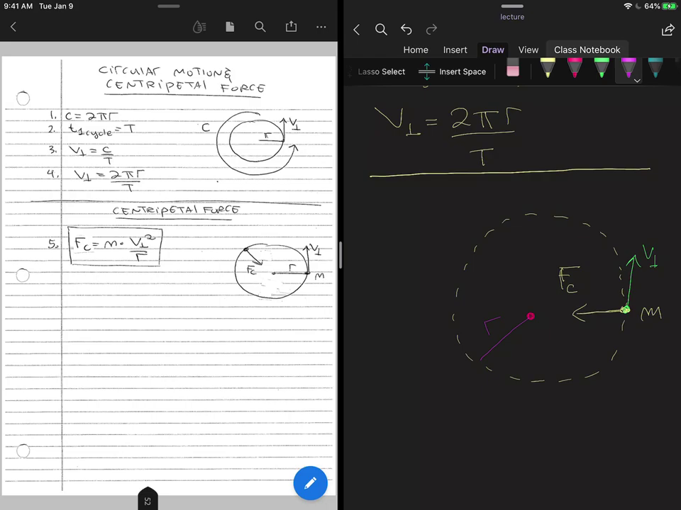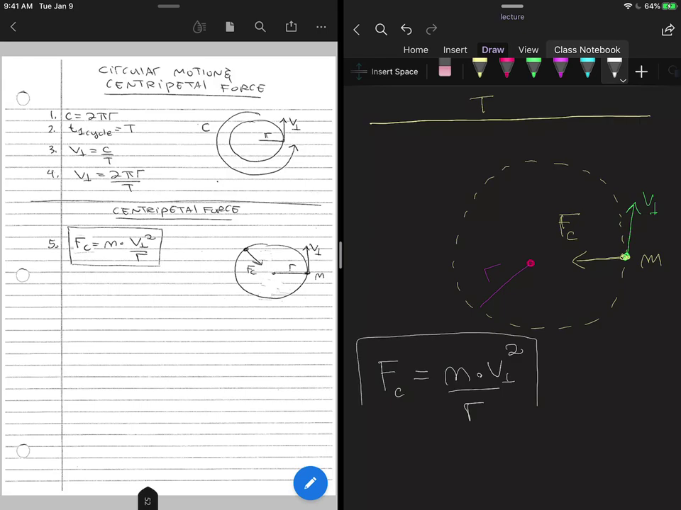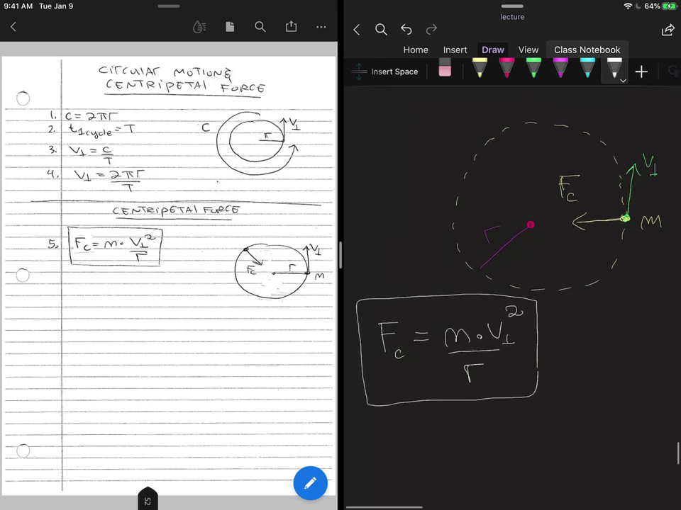So we can relate all those terms, and the force that keeps the planet moving in a circle is going to be defined by the mass of the planet, times the velocity of the planet raised to the second power, divided by the radius of the circle. Remember that this velocity has to be perpendicular to the radius of the circle. So this is called the centripetal force.